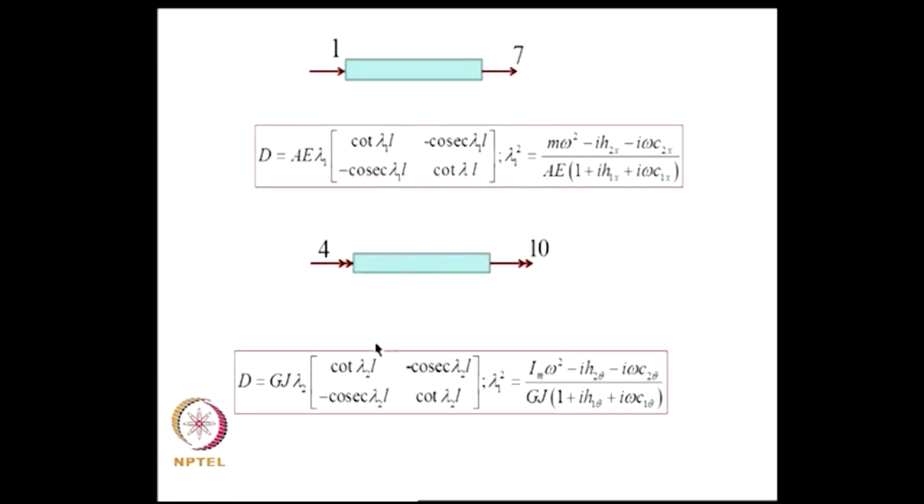Analogously we can also derive the dynamic stiffness matrix for a bar undergoing torsion, harmonic torques responding harmonically in steady state. So this is the dynamic stiffness matrix. The lambda 2 now will be different from this. Instead of m I have Im bar, instead of AE I have GJ, and instead of H2, C2, H1, C1 I will have H2 theta, C2 theta, H1 theta and C1 theta, because these are the damping terms against twisting, whereas these are damping terms against axial deformation; they need not be the same.